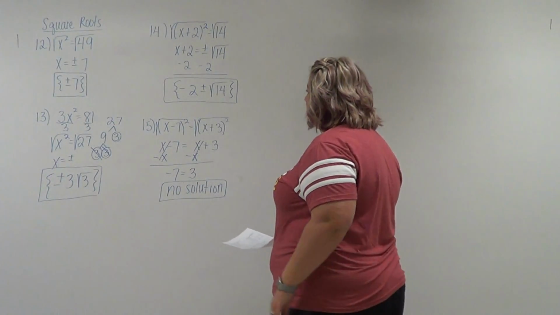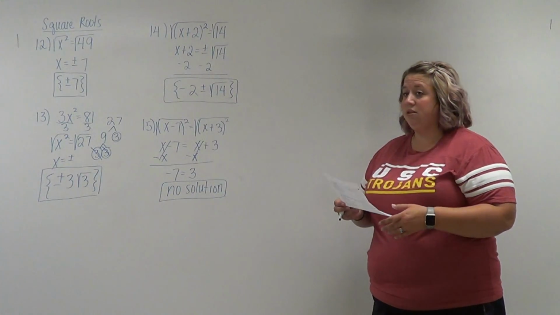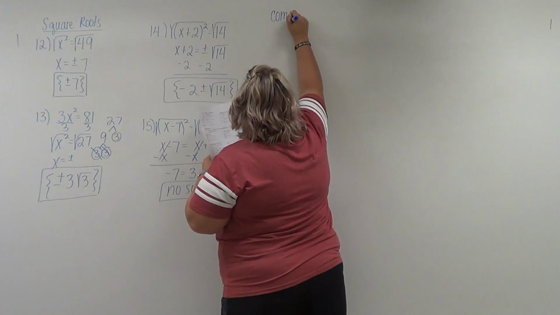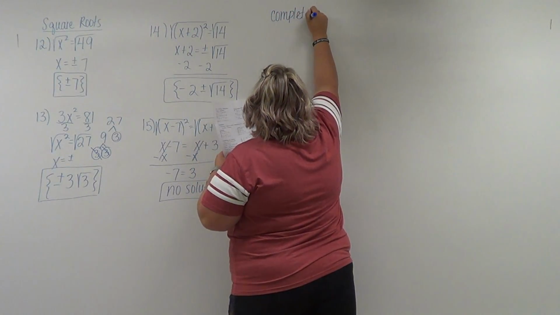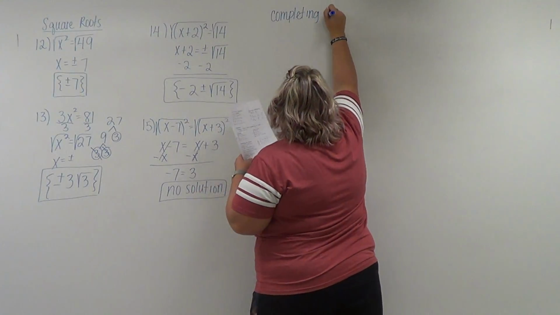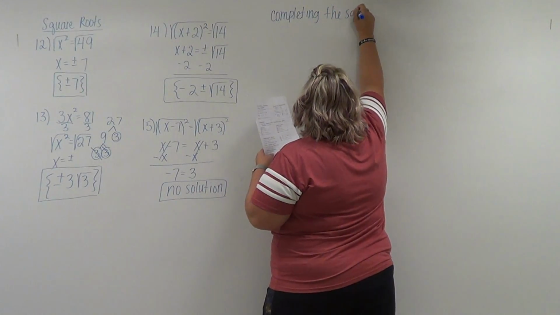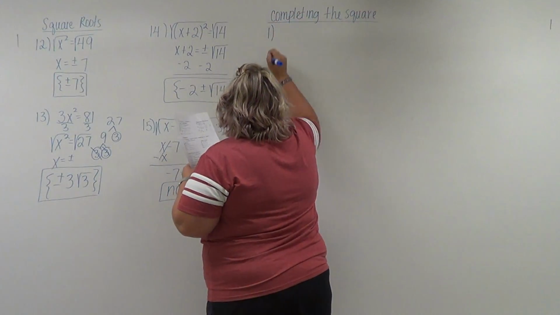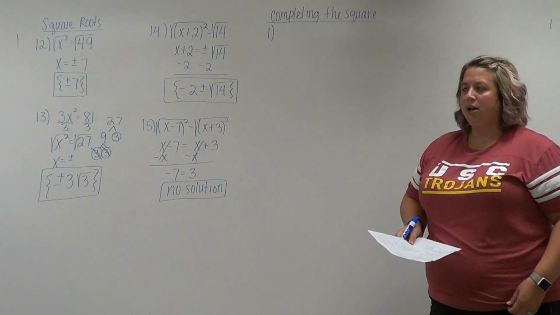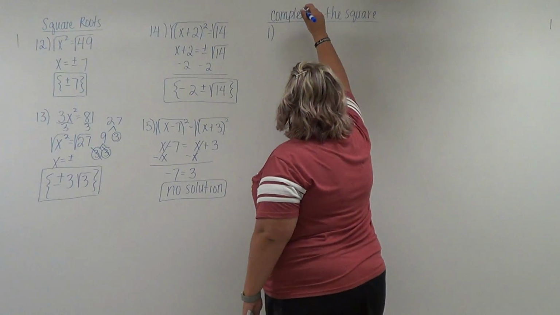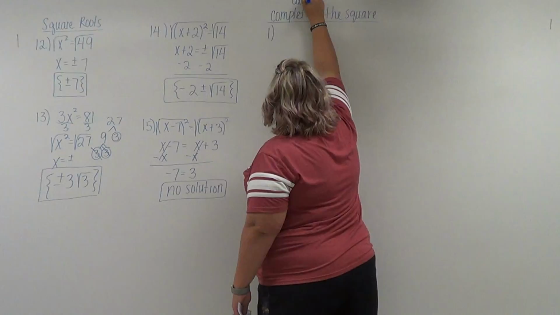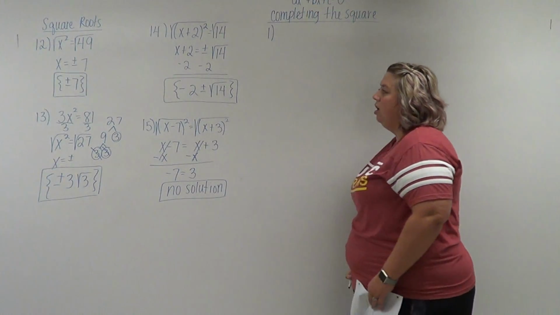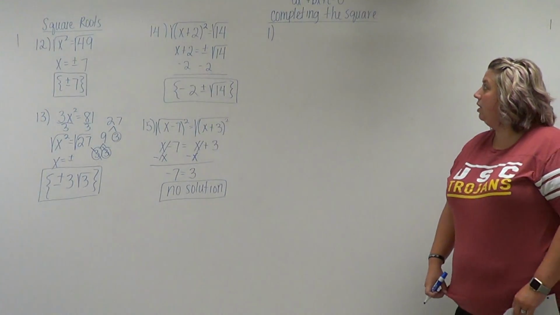Okay, so that's square roots. The next step is completing the square. Okay, so here are your steps to completing the square. And when I talk about A, B, and C, this is standard form, ax squared plus bx plus c equals 0. So that's standard form of a quadratic.